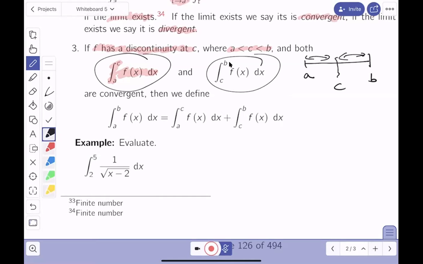So what are we doing? We're looking at the troublesome area. And the troublesome area again is at C. Well, we can easily take the integral and split it. And that's what we do. We split.